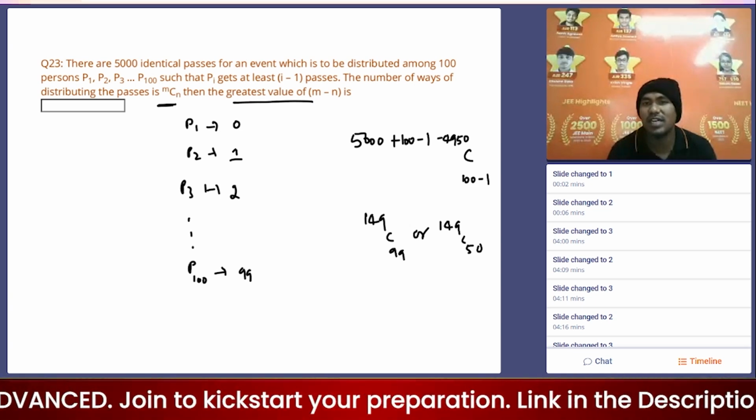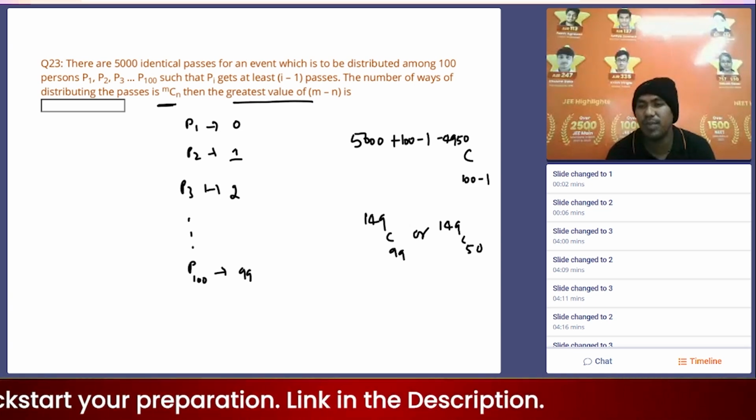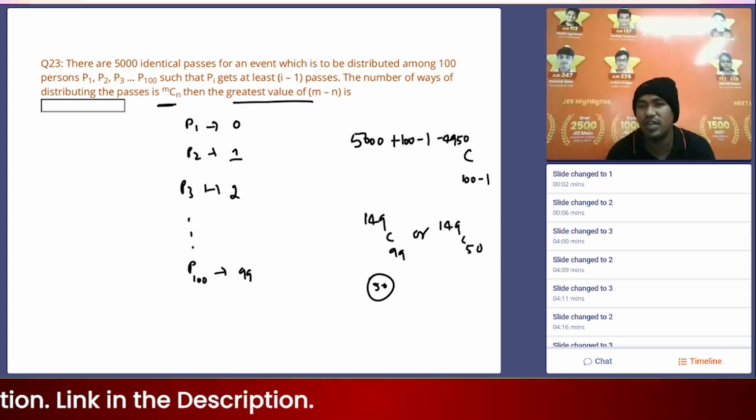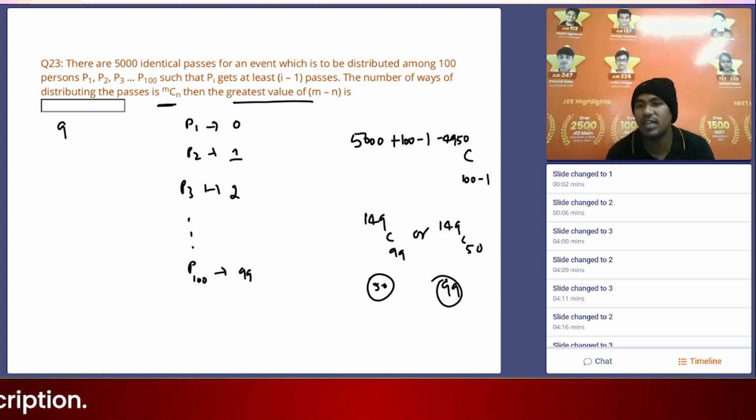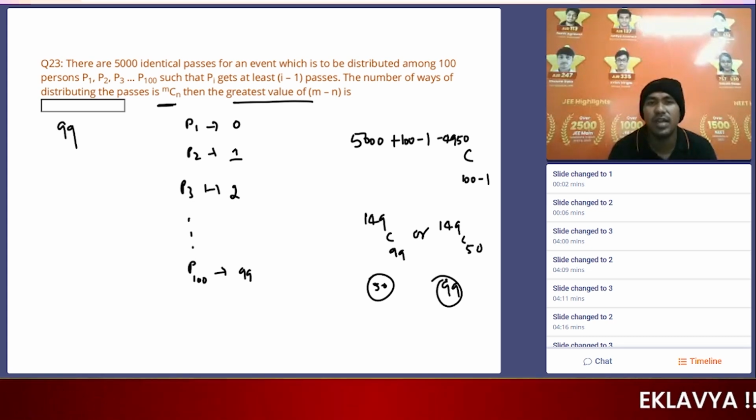So they are asking for the greatest value of m minus n. So m minus n, if I take 50 here, you will get 99 here. So the answer is going to be 99.